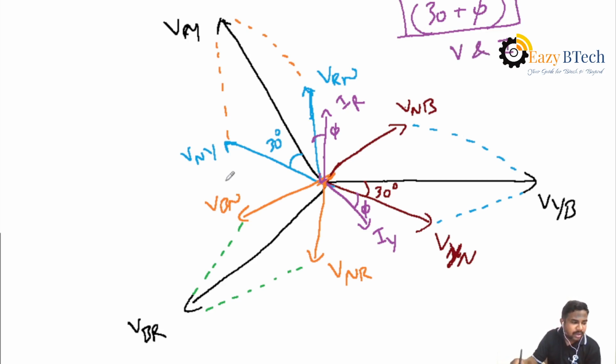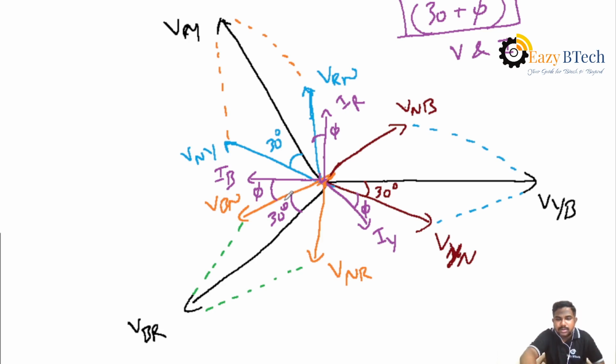Okay. Similarly, for VBN, the current is considered IB with phase angle phi. Consider the phase angle of current is phi, and we know the phase angle between the line and phase is 30 degrees. The total angle is 30 plus phi. Okay, like that you must develop the phasor diagram of the three-phase system also.